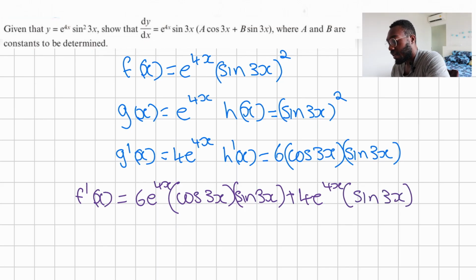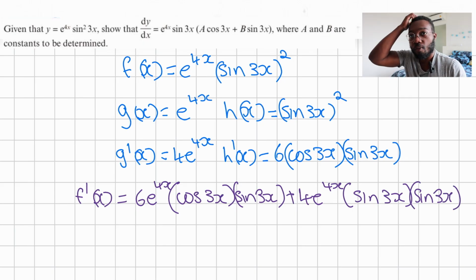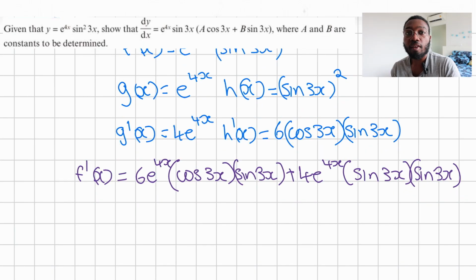But instead, I'm going to write that as sine 3x because it will be easier when we get onto this next bit. So if we look at the question, we have e to the power 4x sine 3x outside the brackets, so that means that we probably should factorize by that.